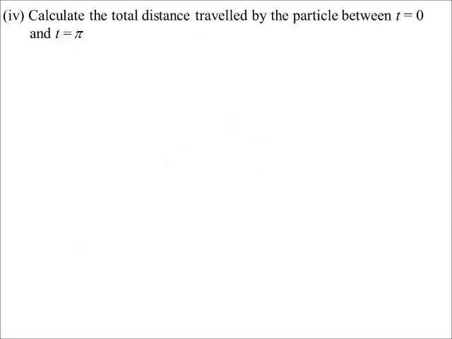Calculate the total distance travelled. So it's asking for distance, not displacement. So it's an area question. And it's said between 0 and pi. Oh, what a shame. Because if that was on the axis, I could say, oh, well, I know that area would equal that area and things like that, but it's been shifted up.